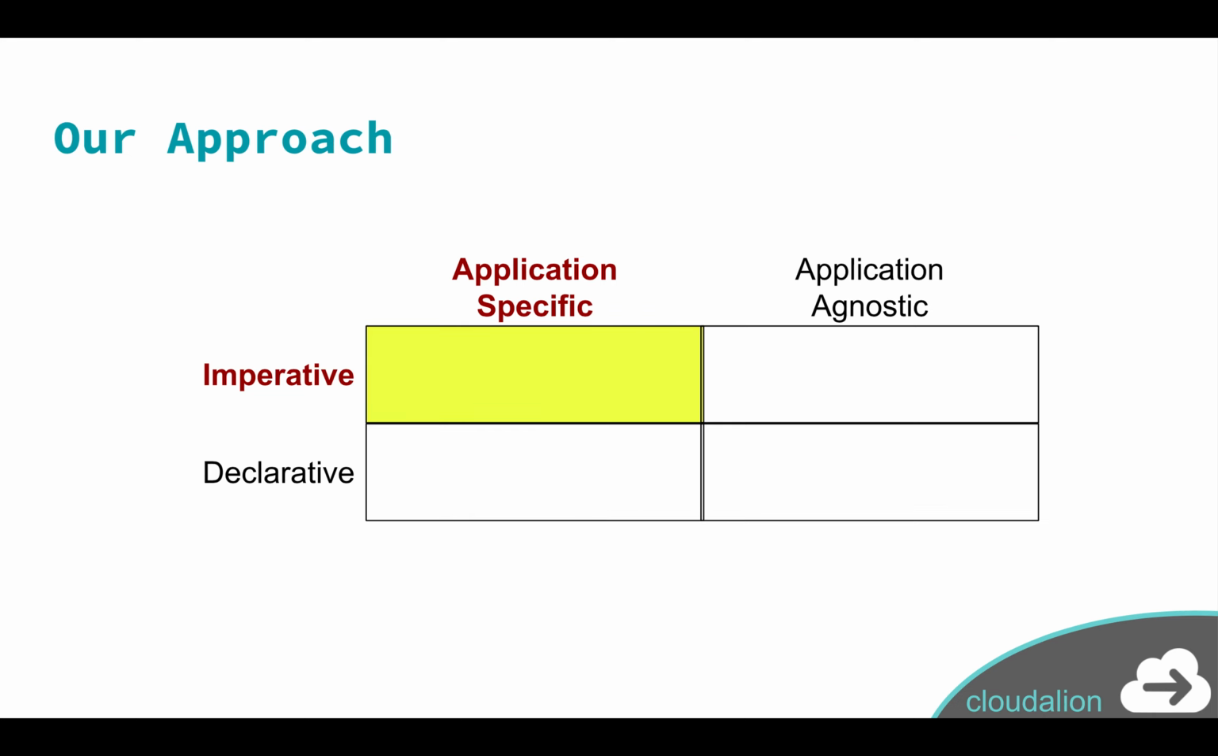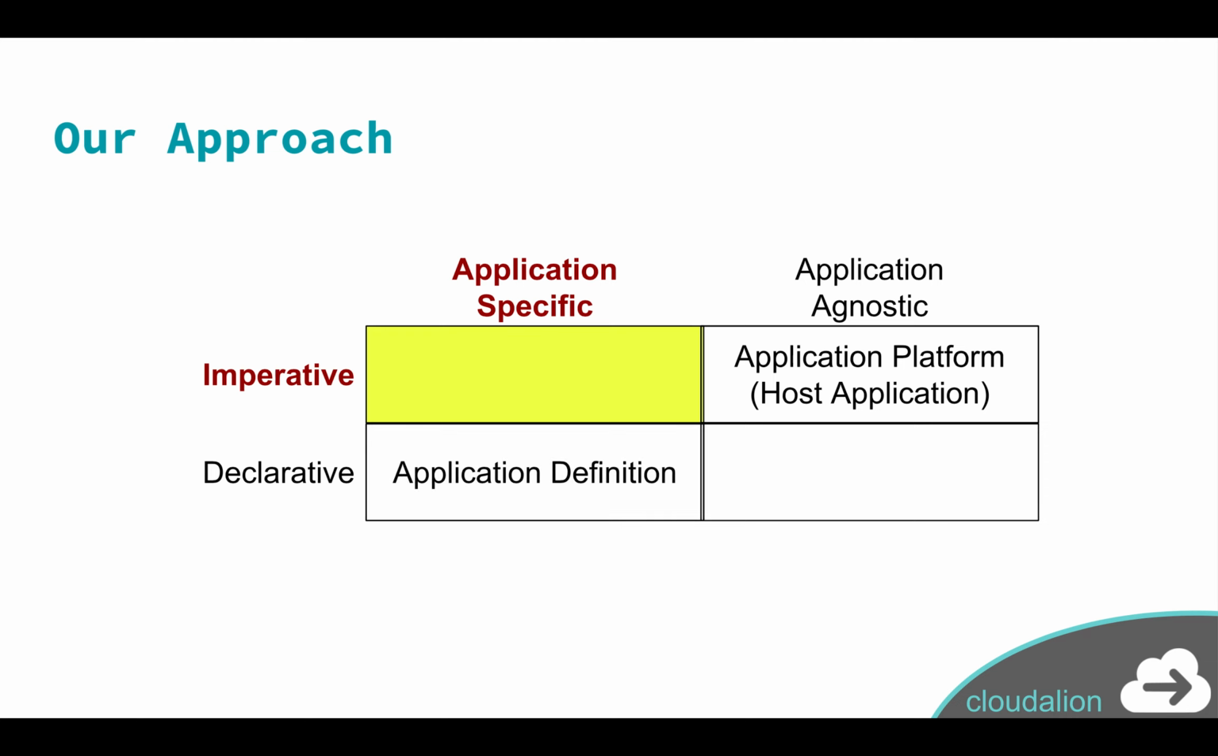What we are proposing is a different separation of code assets, where we have something we call the application platform or host application, which is imperative but application agnostic. So it is only coupled with the extra functional requirements. There is the declarative application definition, which is of course application specific, which only handles the functional requirements. And we really want the yellow box to be empty. But in fact, in real life, we cannot make it absolutely empty, so it's going to be very small.